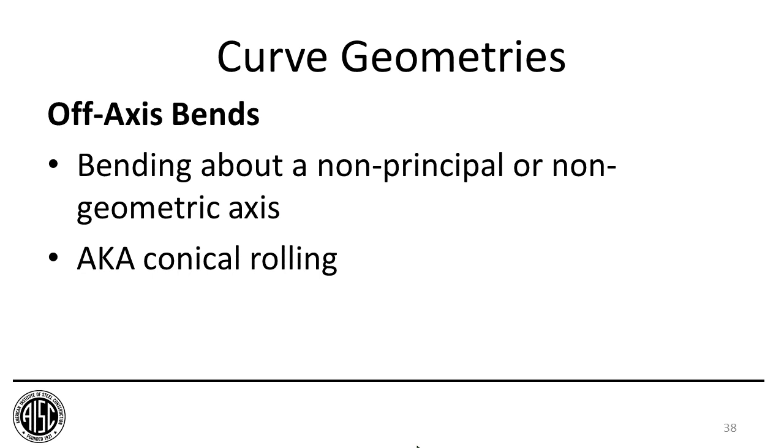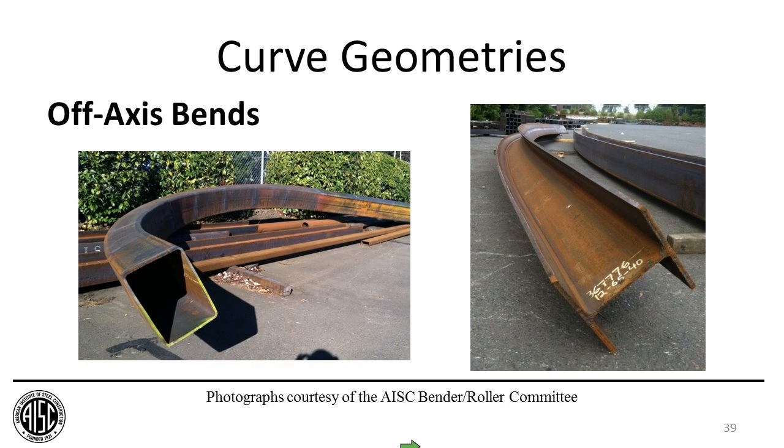The first one we'll discuss of these specialty bends is the off-axis bend, and that's when you bend about a non-principal or non-geometric axis. Bender rollers call this conical rolling sometimes, and here's what it looks like. You can see how this could be called conical rolling, because if you can imagine a cone-shaped plate structure, this edge of the flange, of the wide flange, would fit right on that cone structure.